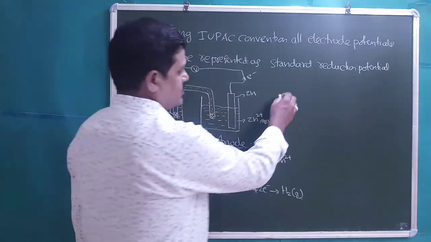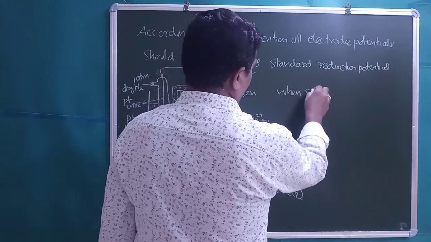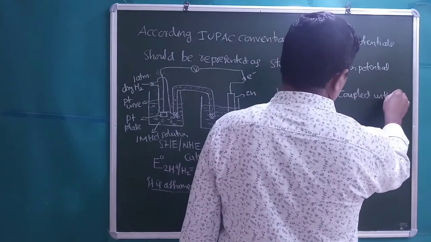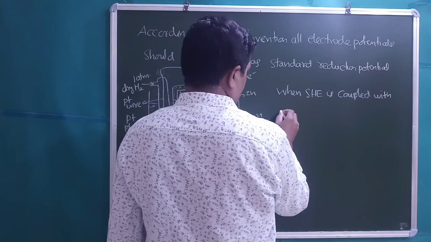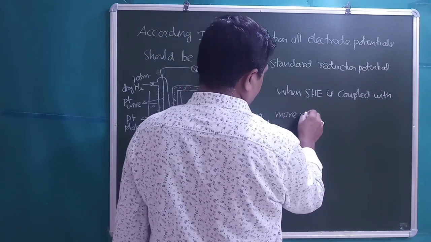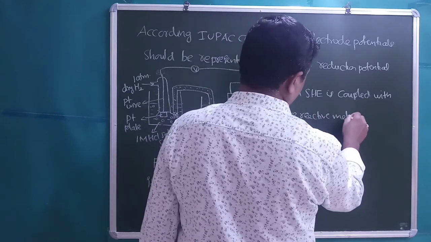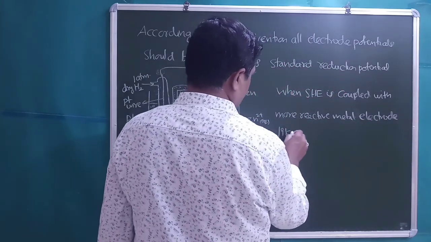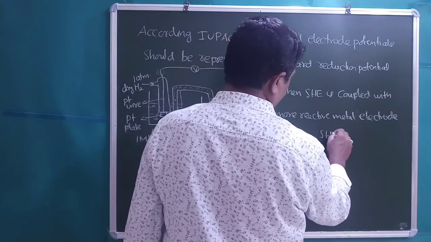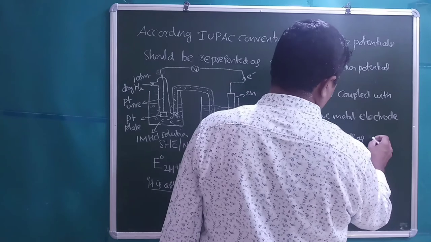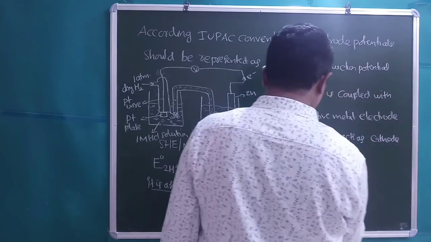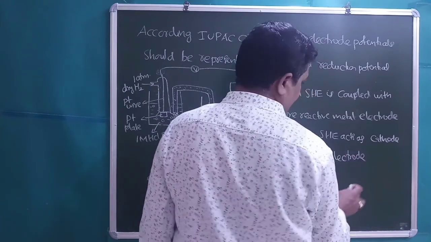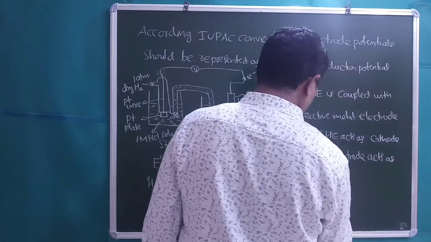So when the standard hydrogen electrode, SHE, is coupled with zinc, a more reactive metal electrode, SHE acts as the cathode, and the zinc electrode, or the more reactive metal electrode, acts as the anode.